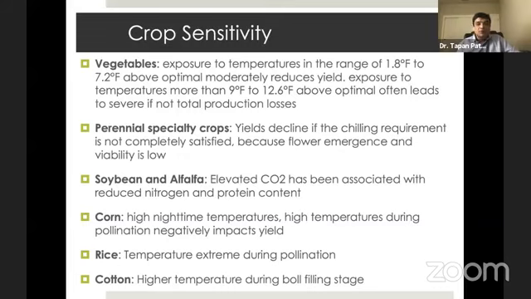When we think about soybean and alfalfa, elevated CO2 is associated with reduced nitrogen protein content. For corn, rice, and cotton, the temperature increase is a key stressor.